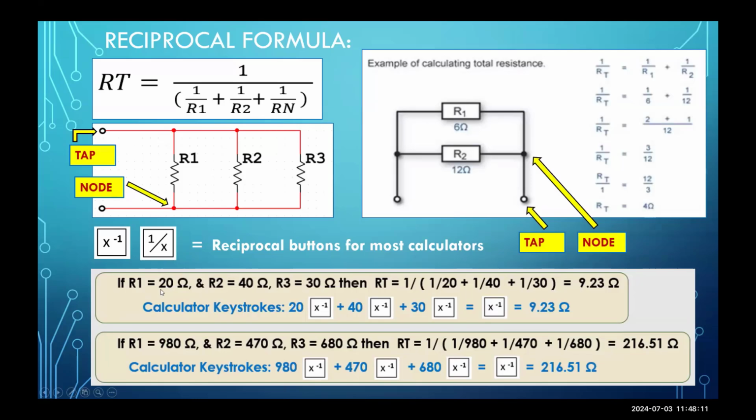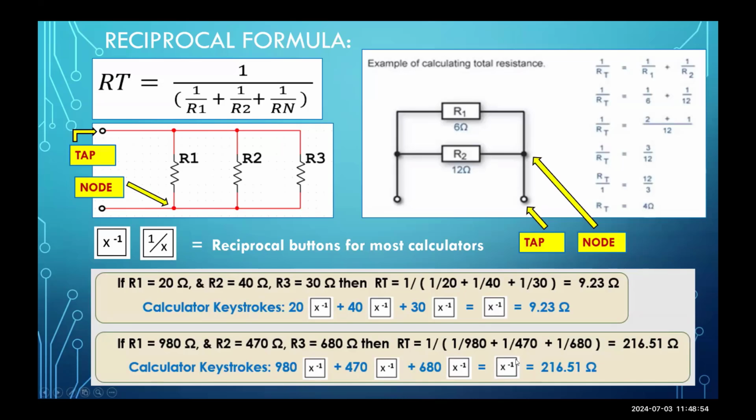The answer is yes. If I do this another example, I have three resistors, 980 parallel with 470 parallel with 680. How do I do this on the calculator? Never mind about all of this math written out. On the calculator, it's really simple. You just take the first set of ohms, 980, hit your reciprocal key, plus, don't forget the plus, 470, hit the reciprocal key, plus 680, hit your reciprocal key, then followed by equals. Then you have to hit reciprocal one more time in order to calculate 216.51.